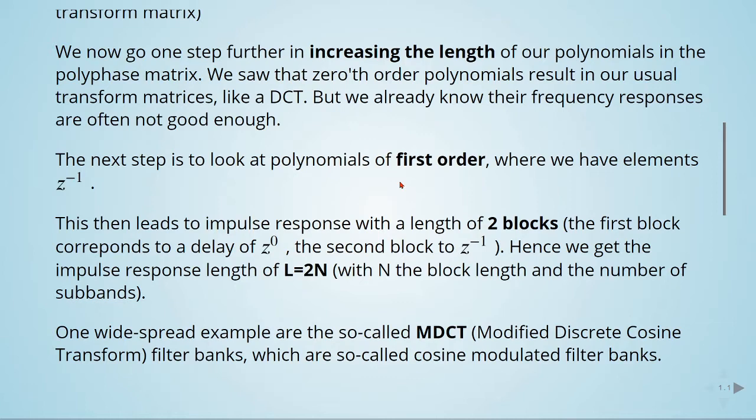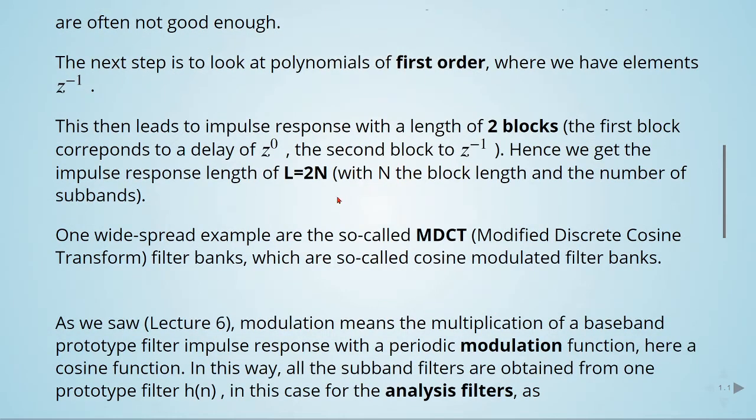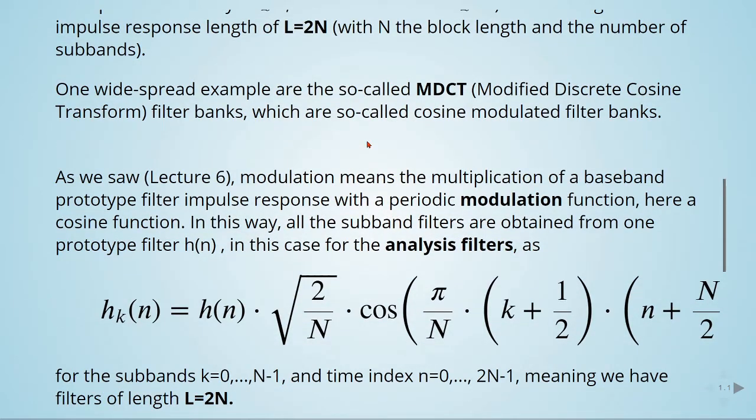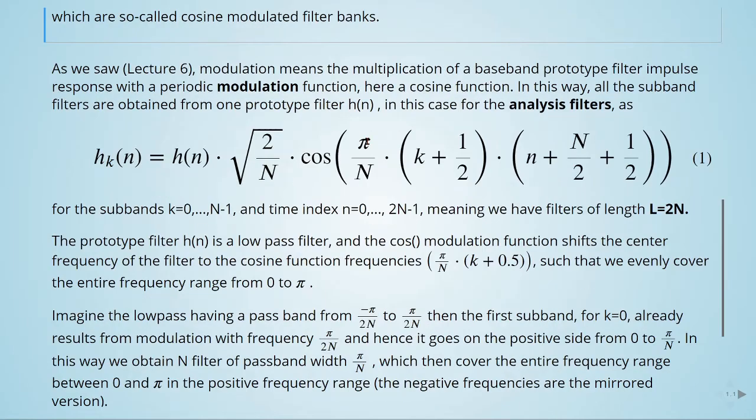Hence, we get the impulse response length of L equals to 2N, with N the block length and the number of subbands. One widespread example are the so-called MDCT, the modified discrete cosine transform filter banks, which are so-called cosine modulated filter banks. As we saw in lecture 6, modulation means the multiplication of a baseband prototype filter impulse response with a periodic modulation function, here a cosine function. In this way, all the subband filters are obtained from one prototype filter h of n.